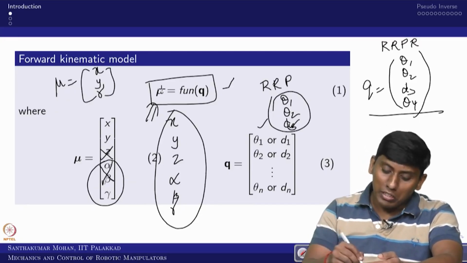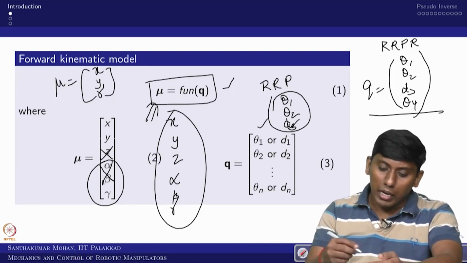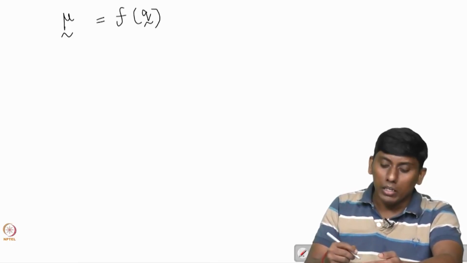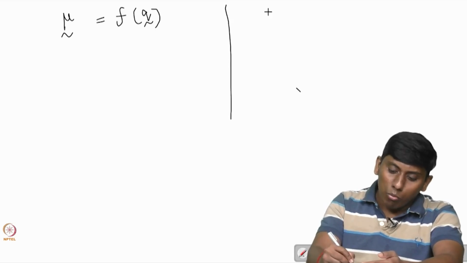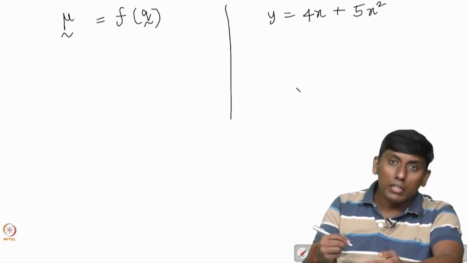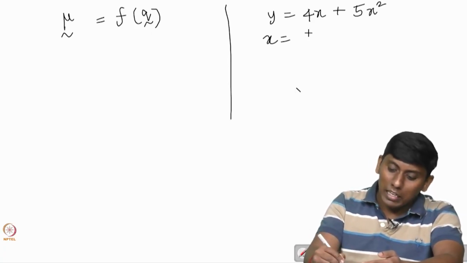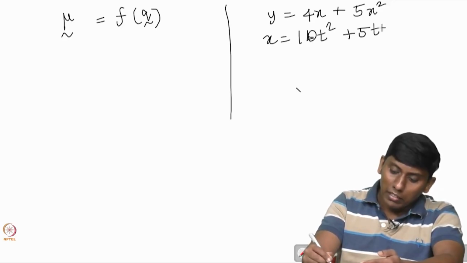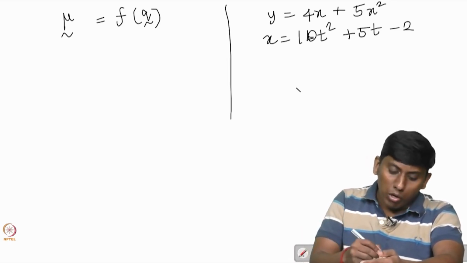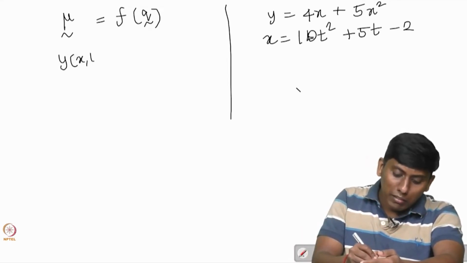But if you differentiate this with respect to time, what you are trying to do is you are having mu as a vector, and this is a function of q, which is another vector. Now I am just giving an idea. So y is 4x plus 5x squared, where x is probably 10t squared plus 5t minus 2. Now if the equation is like this, y is also a function of t, but it is a function of x and t. So x is a function of t.